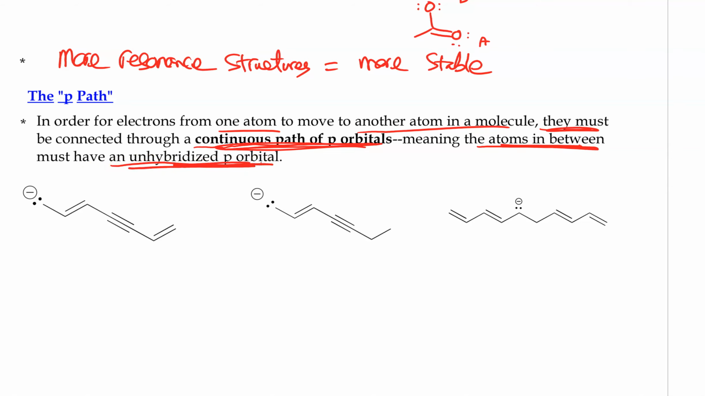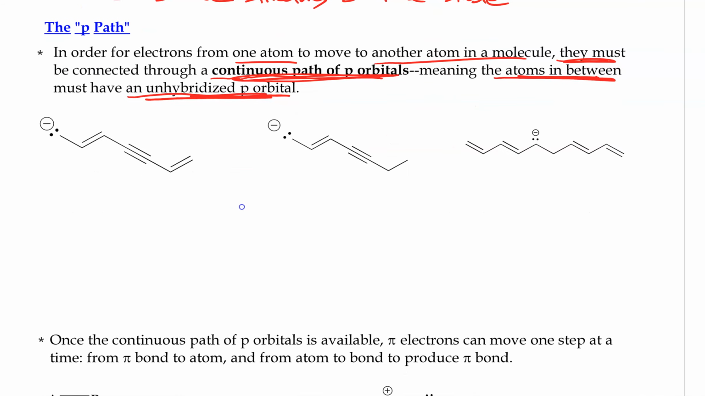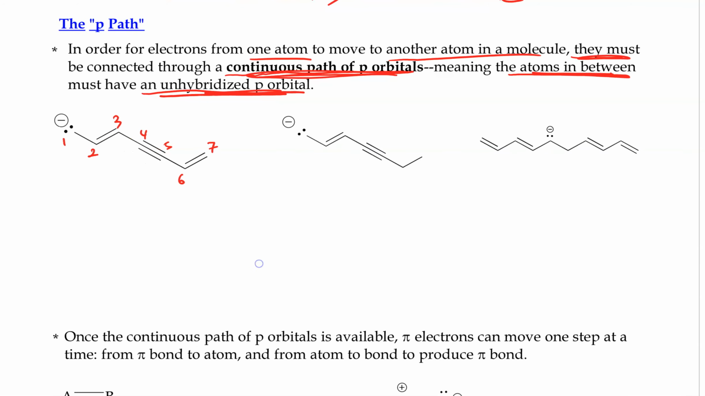For example, let's say we have this molecule, and now let's label this 1, 2, 3, 4, 5, 6, 7. On this molecule, initially the electrons are located on carbon 1. And now, is it possible that we can distribute the electron from carbon 1 all the way throughout this molecule and all the way to carbon 7? In this case, the answer would be yes.